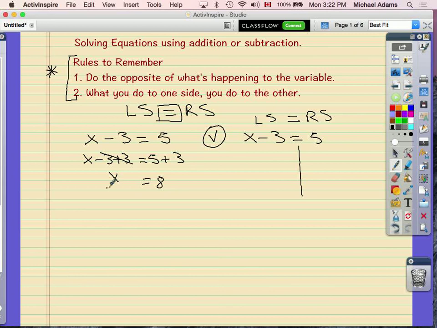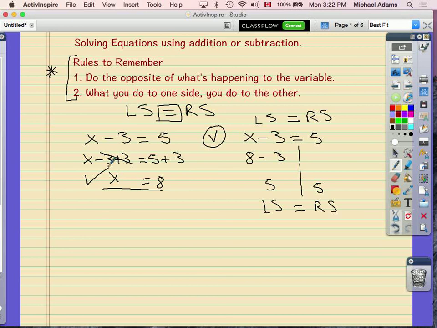So over here, we said that x is equal to 8. So I'm going to take what x is equal to and substitute 8 for x. So 8 minus 3, well, that's 5. So on the left side, I have 5. On the right side, I have 5. So I've just proven that the left side and the right side are equal to each other. That means this answer is correct.